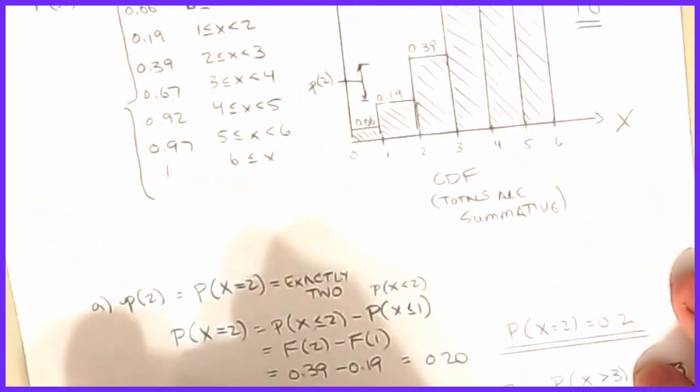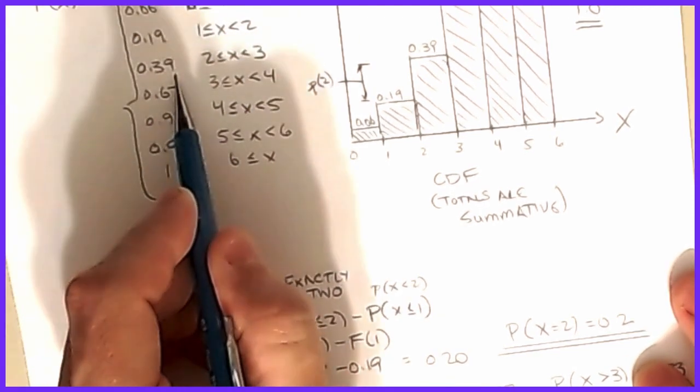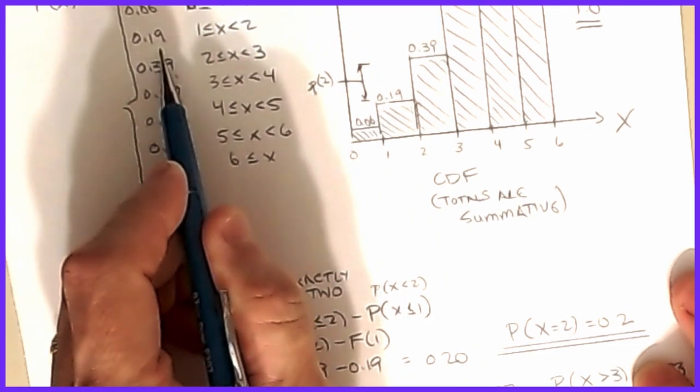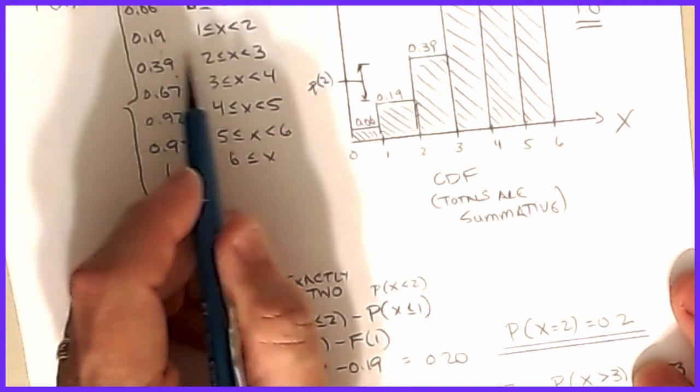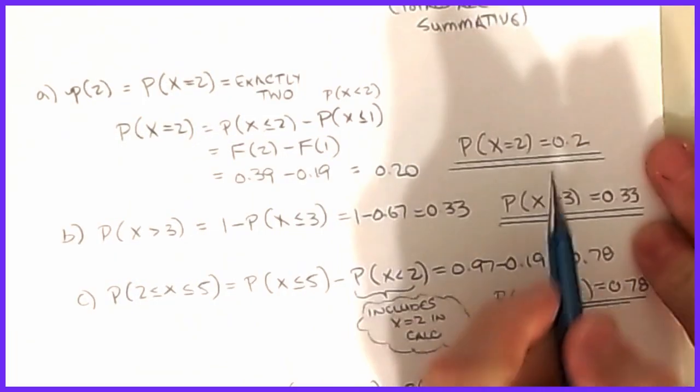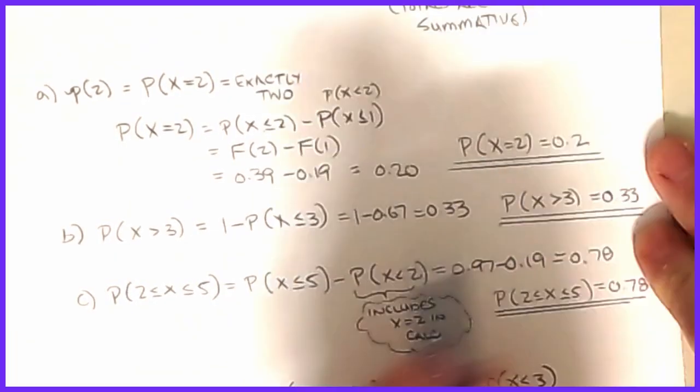So for our table on this, then, I'm going to take the x equal to 2 case of 0.39, and I'm going to subtract off 0.19, which is the x less than or equal to 1 case. Okay, so that includes the x equals 1 scenario. And when I do that, you can see that the probability of x being specifically equal to 2 is 0.2.